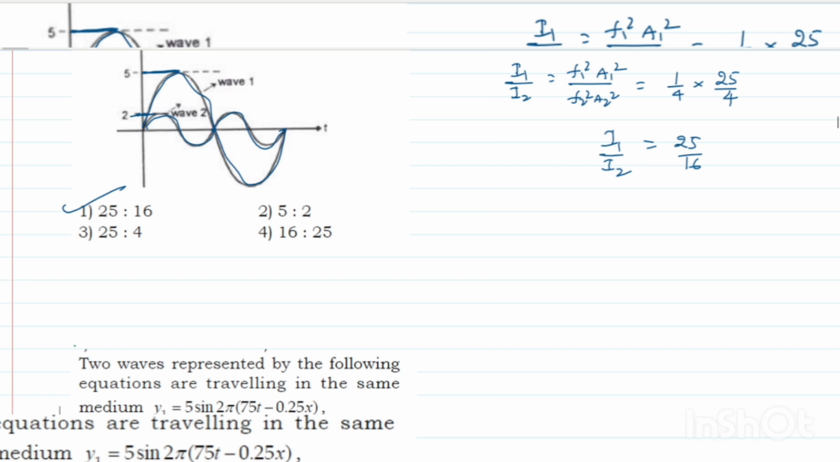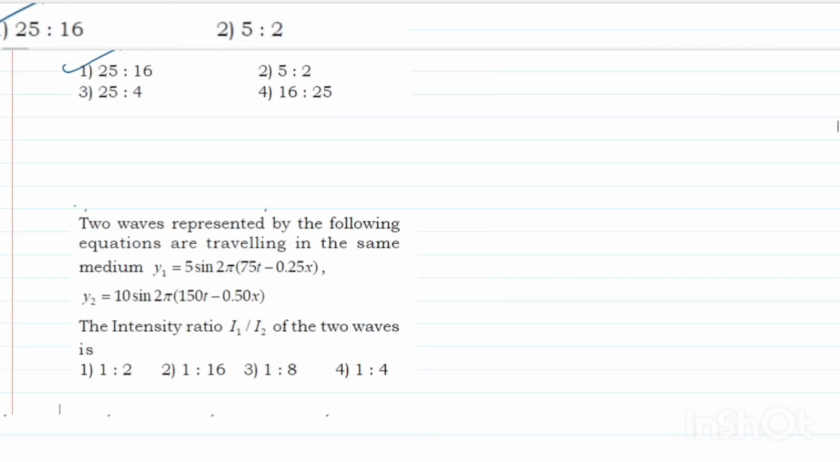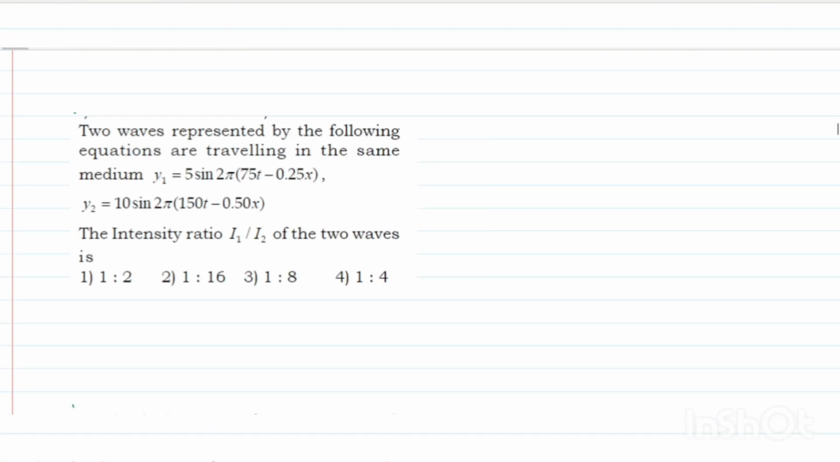Let us see the next question, students. Two waves are represented by the following equations, traveling in the same medium. Y1 is given and Y2 is given. It's 5 sine 2 pi into 75t minus this value. Y2 is given as 10 sine 2 pi into 150t minus 0.5x. The ratio of the intensity they are asking.